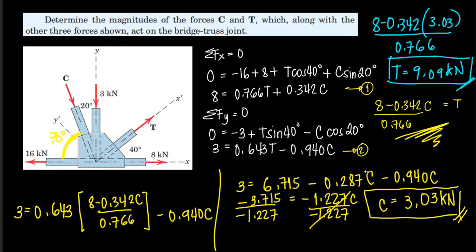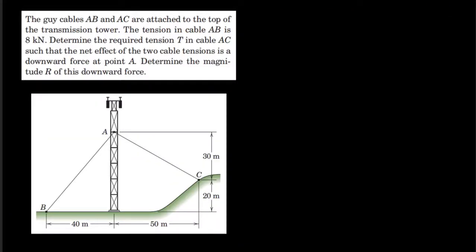The guy cables AB and AC are attached to the top of the transmission tower. The tension in cable AB is 8 kilonewtons. So, this is cable AB. I'll just name that T. So, that will be TAB for tension AB. That's still a force, okay? And AC, this guy here, that's TAC, are attached to the top of the transmission tower. The tension in cable AB is 8 kilonewtons. So, we know this value. Determine the tension in AC.